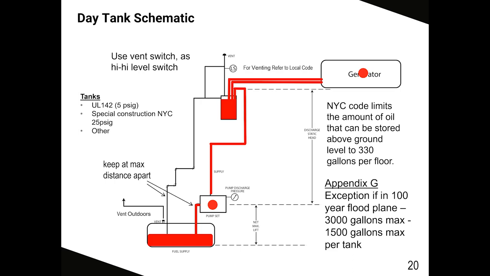For flood zone buildings, refer to Appendix G of the New York City Building Code for your storage limitations. UL-142 rated tanks are rated for a maximum of 5 psi static pressure. However, the New York City alternate tank design is rated for 25 psi minimum, which allows the vent lines to be extended further and higher in elevation. This higher pressure rated tank must be used for installations with vent lines above 12 feet vertical or over 20 feet horizontal. Sub-basements and lower may require a higher pressure rated tank.